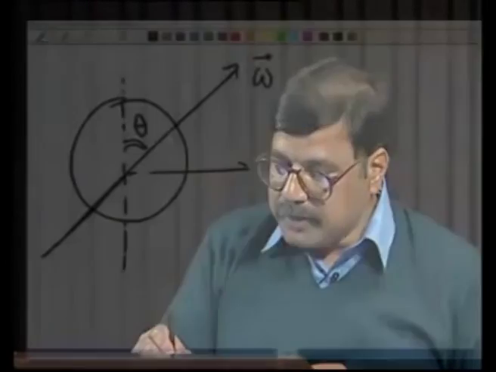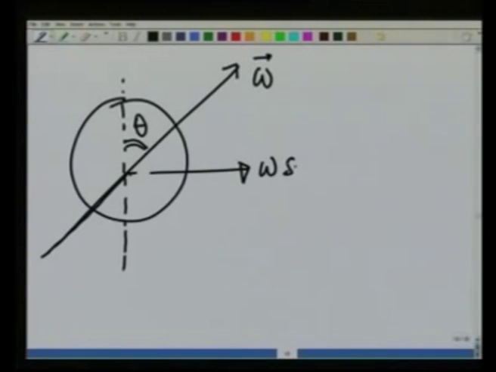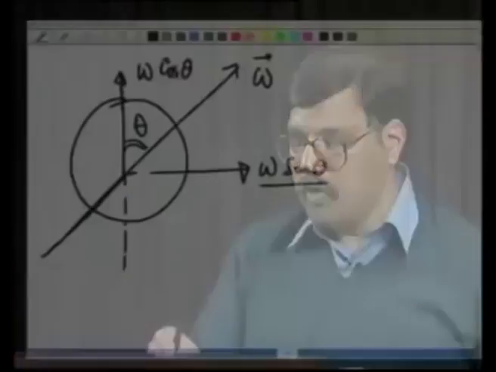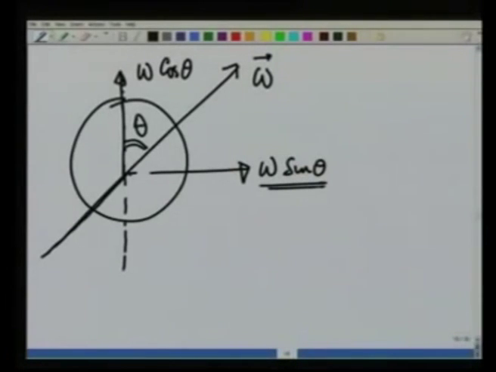Now I make use of the vector nature of angular velocity, take its component in this direction, omega sine theta, and take its component in this direction, omega cosine theta. And these are two independent vector quantities. Omega cosine theta cannot contribute to rolling at all. So, eventually due to friction it will stop rotating like this. On the other hand, omega sine theta is responsible for rolling.